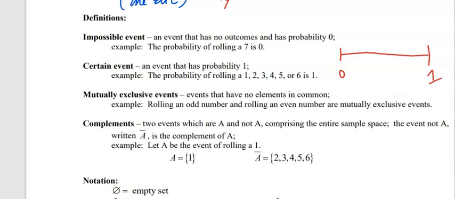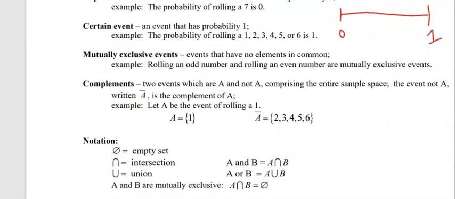Next definition is mutually exclusive. These are events that have no elements in common. For example, if we roll a dice, let me just go off of the example that I have written: rolling an odd number and rolling an even number are mutually exclusive events because they don't have any elements in common. If I were to roll a dice and then flip a coin, those two events have no elements in common, therefore they're mutually exclusive, meaning none of their outcomes overlap. We will have some probabilities where the outcomes do overlap, so it's very important to understand that mutually exclusive means two events that have no outcomes in common.